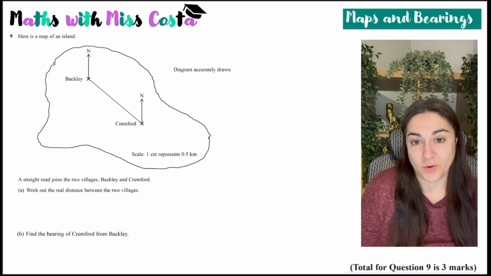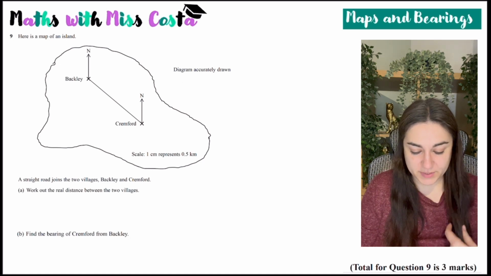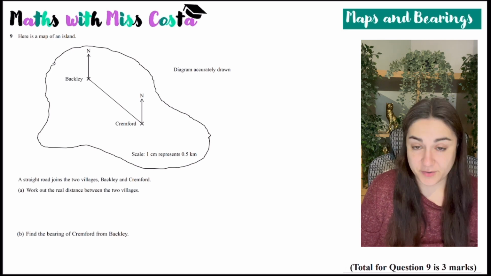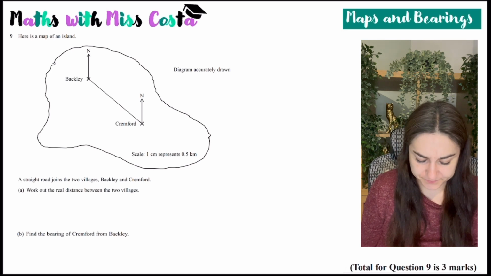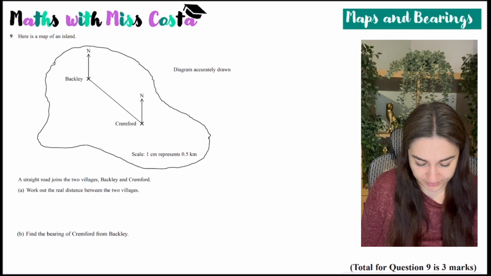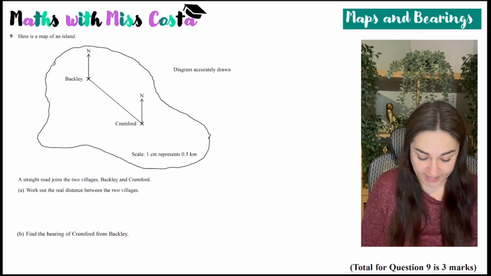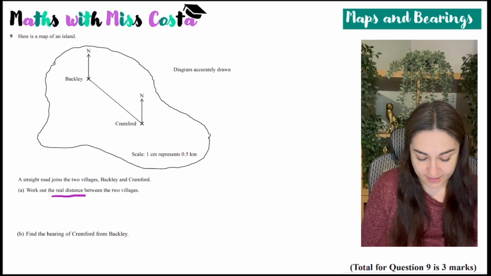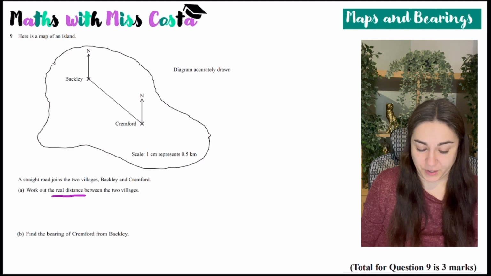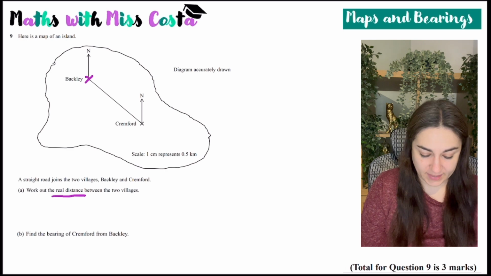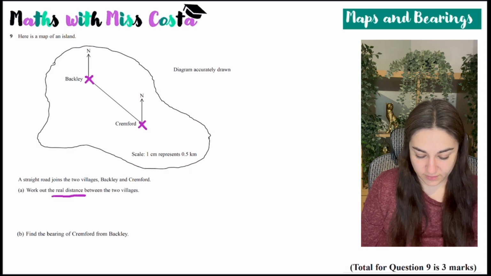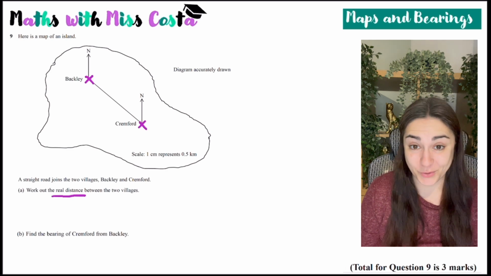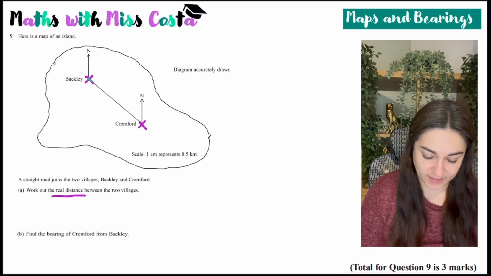Okay, now here I've got a bearings question. So I'm told here is a map of an island and the diagram is drawn accurately. So a straight road joins the 2 villages, Backley and Cremford, and I need to work out the real distance between the 2 villages. So what I want to do, here I've got Backley, here I've got Cremford. I'm going to get my ruler and measure this line.